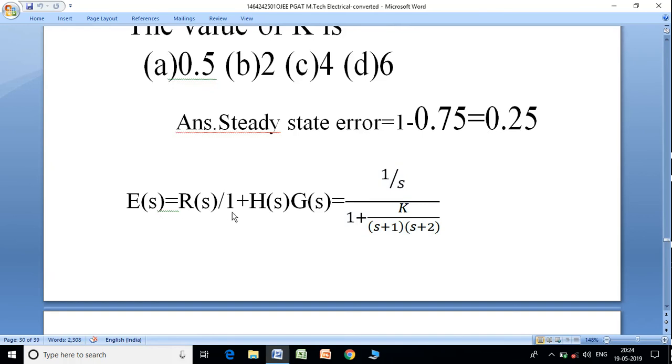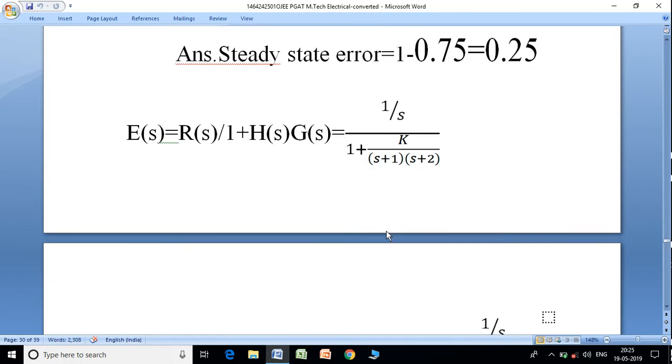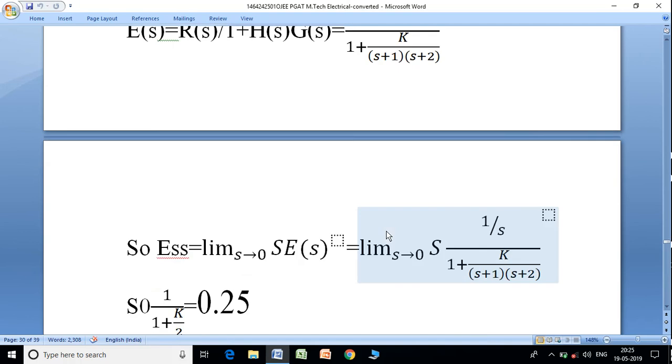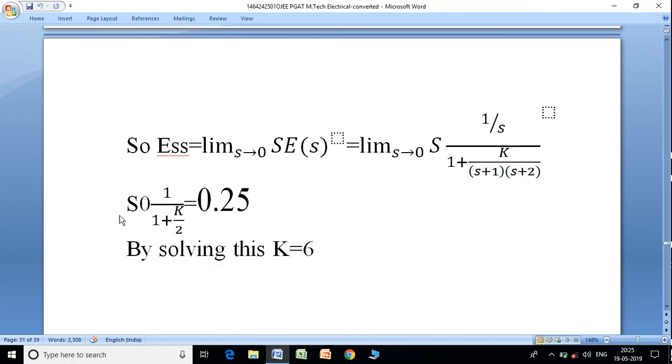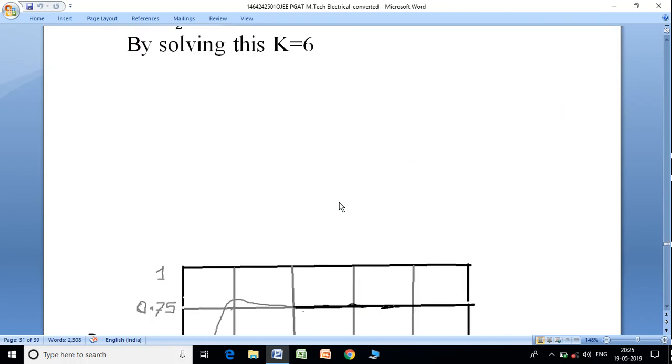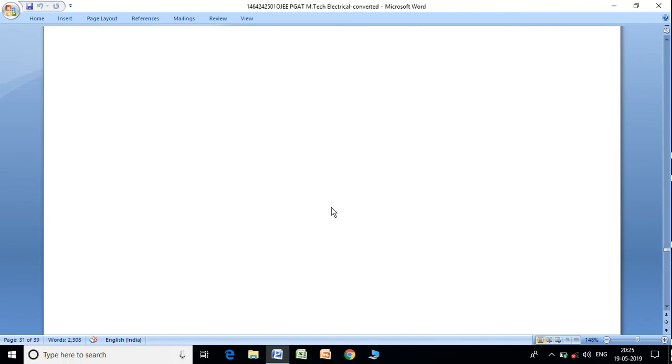that is R(s) by 1 plus H(s)G(s), is equal to 1 by s by 1 plus K by s(s plus 1)(s plus 2). So limit s tends to 0 of s times this. So finally we can get 0.25. By solving this, K is equal to 6 is the correct answer. So next question.